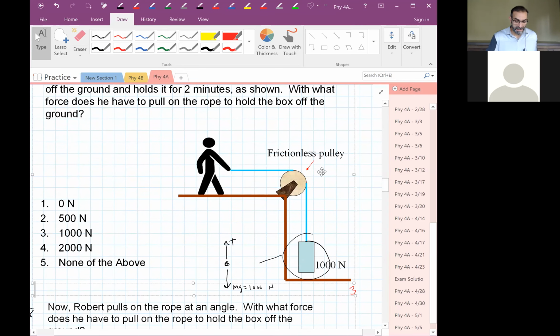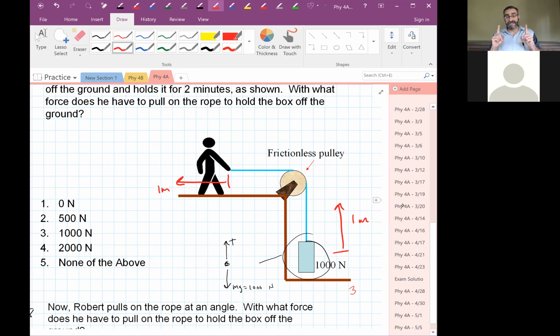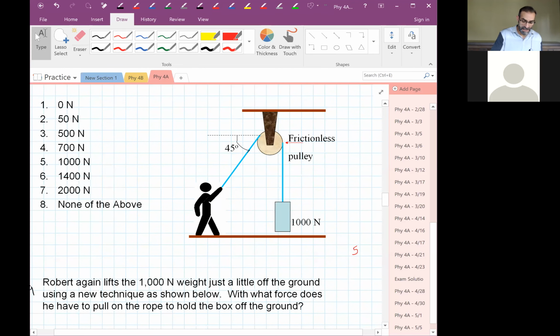So in this case, if the person pulled 1 meter here, the box goes up 1 meter here. So that tells you there's a 1-to-1. That means that whatever force the person puts in, the box is going to feel the same force. The accelerations are going to be the same. Everything's the same. The velocities would be the same.